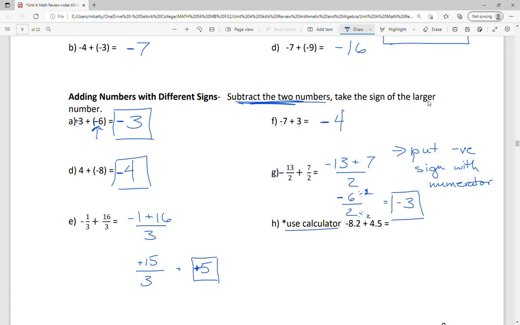With these ones, calculators are the easiest way to go. So if you haven't been using your calculator, it's probably good to pull it out for this one. Remember that that positive negative button is different than the subtraction button, and see if that one works. If you have any trouble with your calculator, just let me know. I'm happy to help you out.